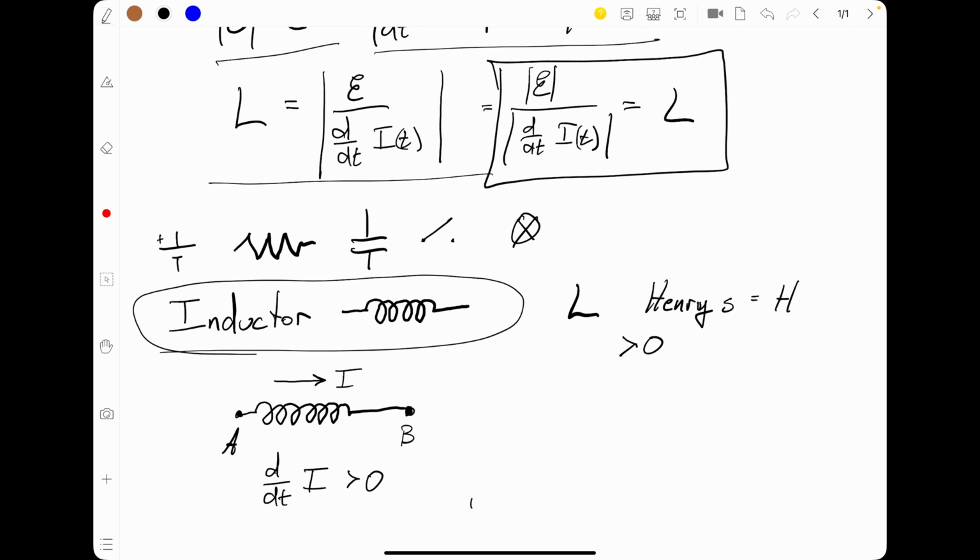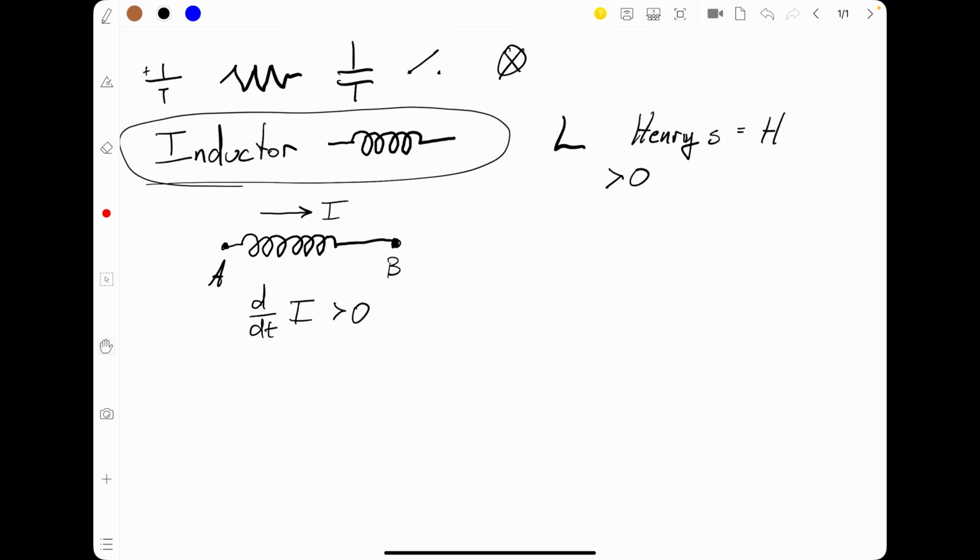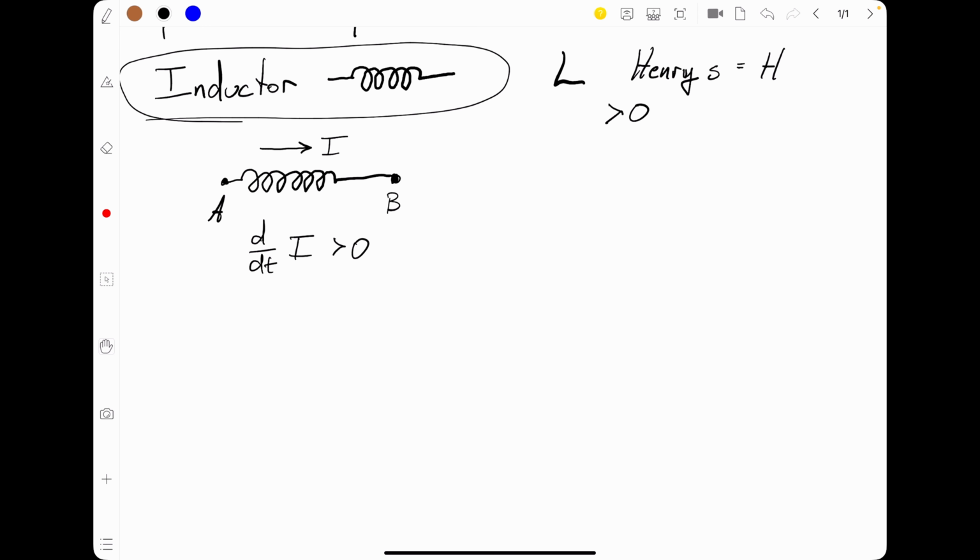That gives us an EMF. So I'm going to just rise up here a little bit. Leave it like that. When the derivative is greater than 0, our EMF goes in this direction. This is self-inductance, okay? Self-inductance goes in that direction, which is equivalent to a battery with a positive side there and a negative side there.